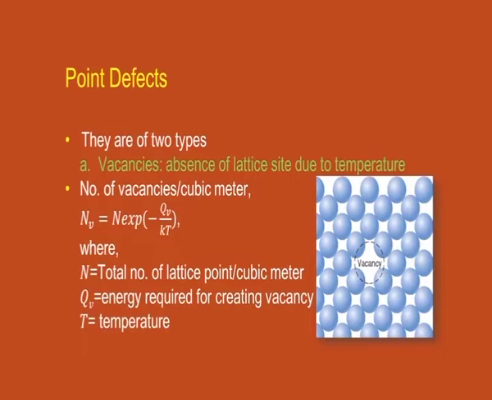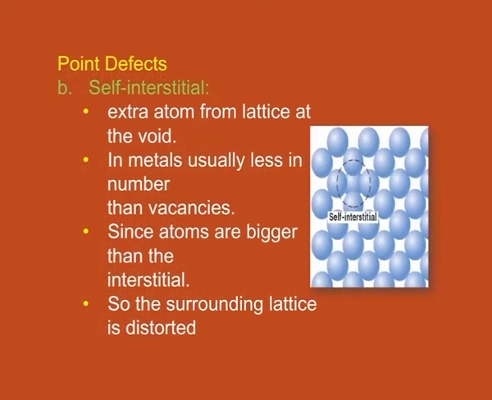So, as you can see on the left hand side of the slide, there is a dotted circle which represents the vacancy in the lattice. Now, the second point defect is called self interstitial. These are extra atoms from the lattice at the void in the lattice structure.